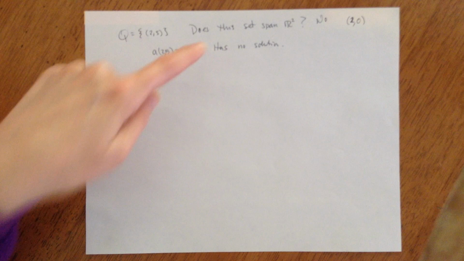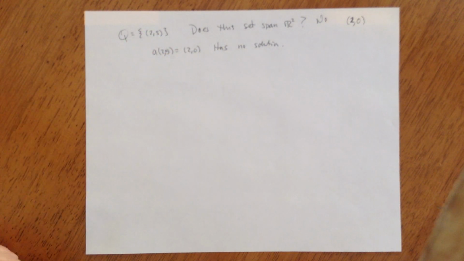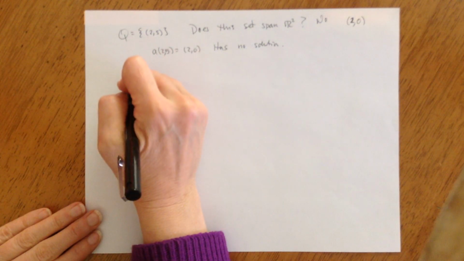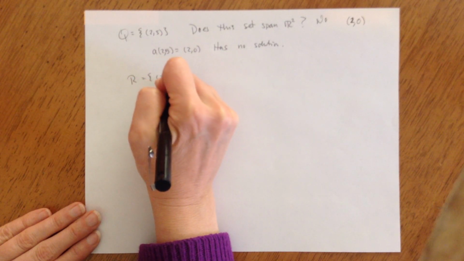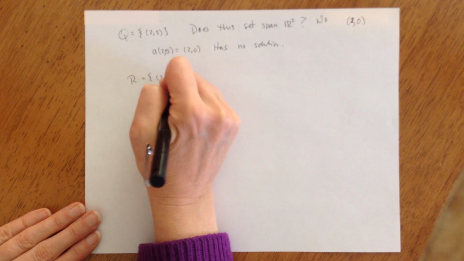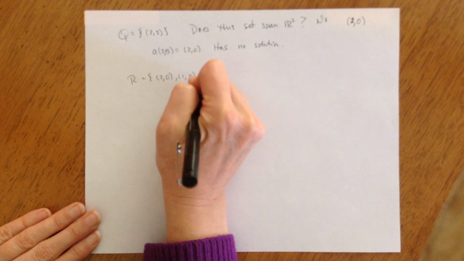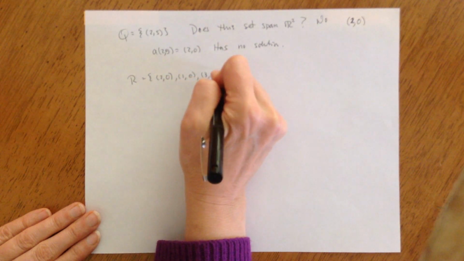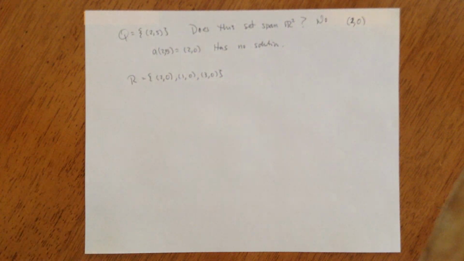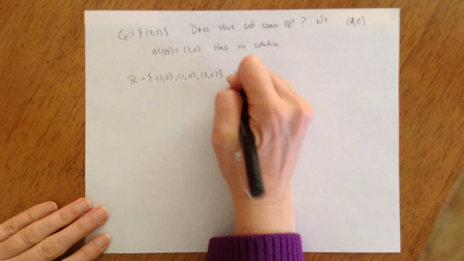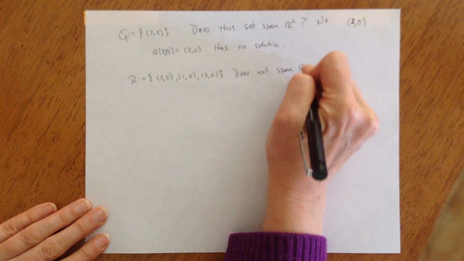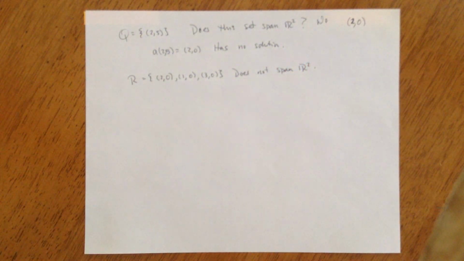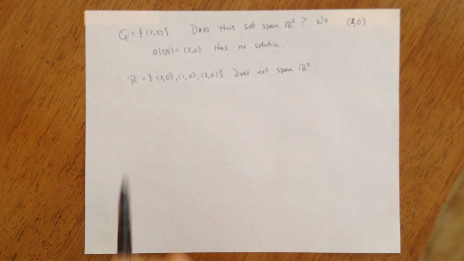So there are plenty of things in R2 that I can't write as a linear combination of the elements from Q. And if I even made that bigger, like if I had (2, 0), and (1, 0), and (3, 0), this set also doesn't span R2, because there are lots of vectors that I can't write as a linear combination of these three guys.